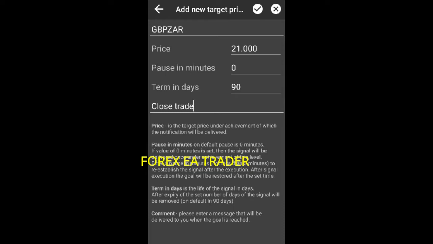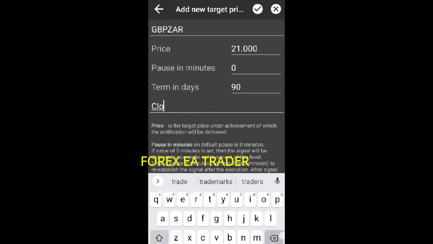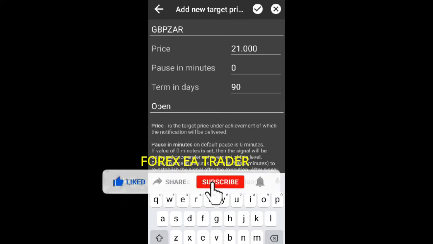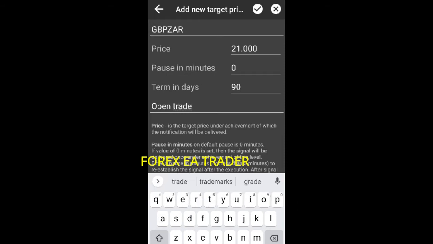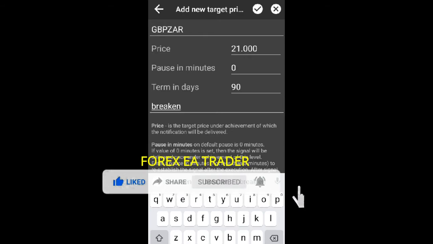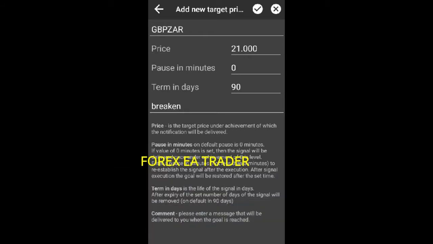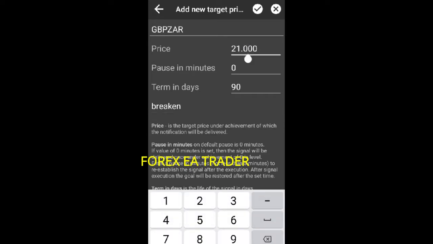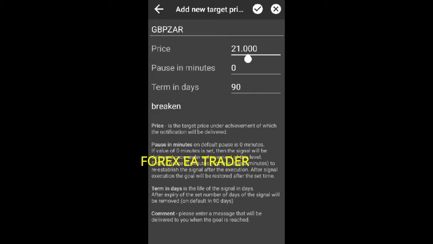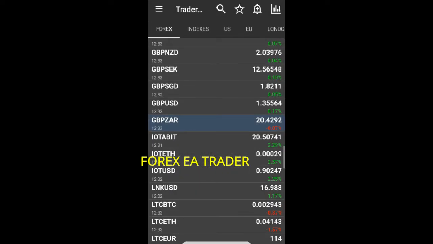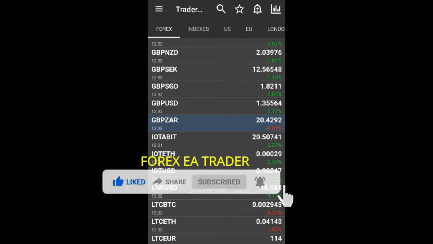And after doing everything, or you can say here it's where you want to open trade. That's where you want to open the trade, or say break even. That's the point where you want to break even. You can put in whatever comment you want, basically what you want to do when price reaches this level. So after that, you simply click on the tick. The alert is set.